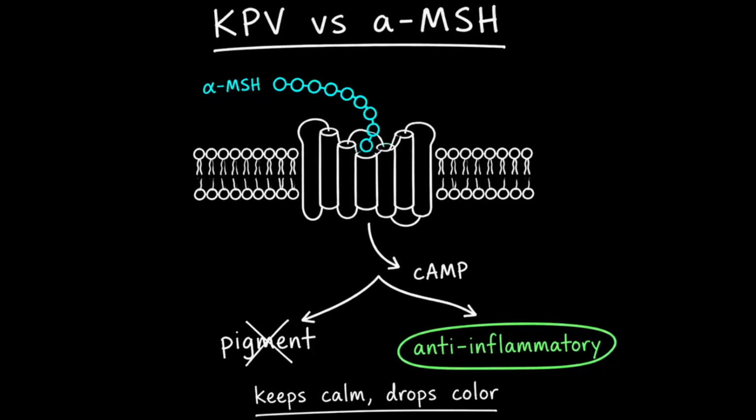So alpha-MSH has these broad anti-inflammatory effects, but one reason KPV drew attention is that alpha-MSH, while anti-inflammatory, also drives pigment production. Whereas reviews describe KPV as keeping the anti-inflammatory side while dropping the pigment-inducing side.